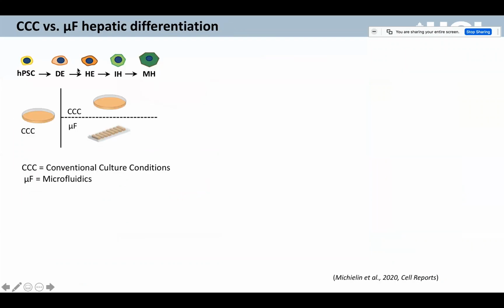And then we designed this study in which, in parallel, we differentiated definitive endoderm-committed cells into mature hepatocytes, both in standard Petri dish, which we define as conventional culture condition, or in microfluidics. So cells are exposed to the same exogenous signals, but have different possibilities to accumulate cell-secreted signals during differentiation.